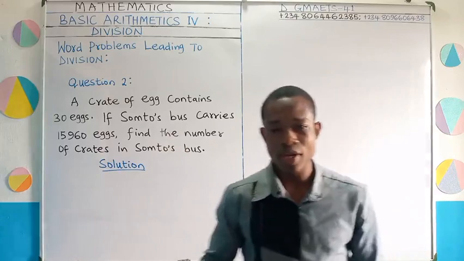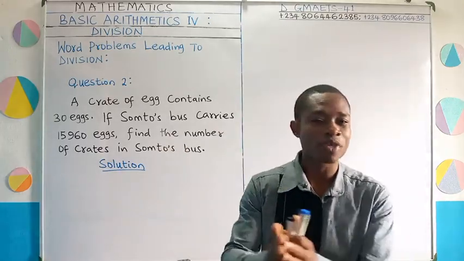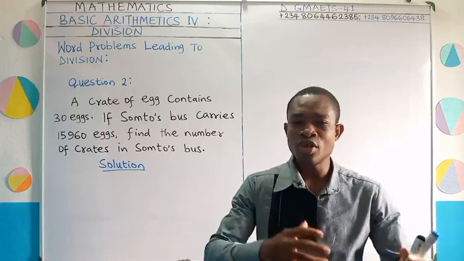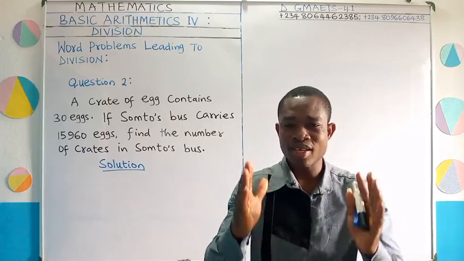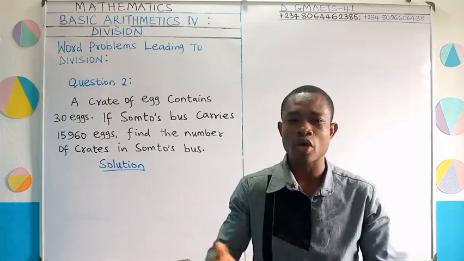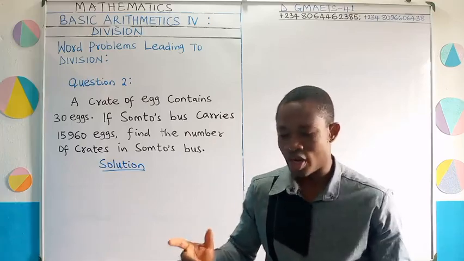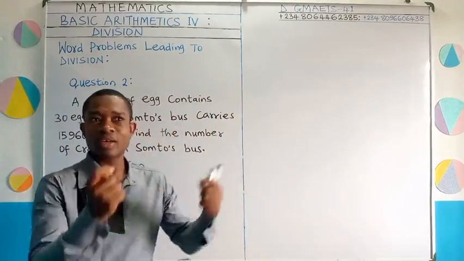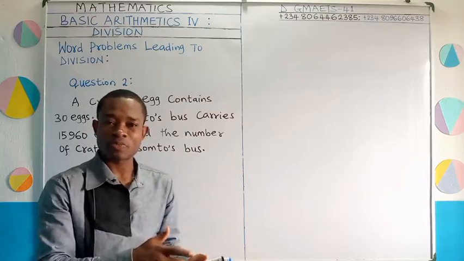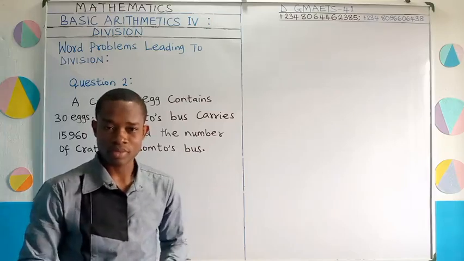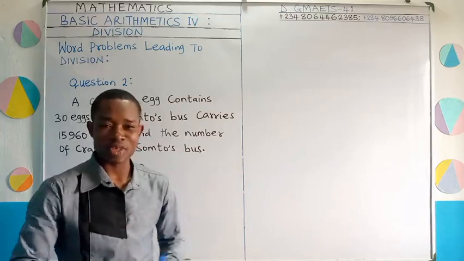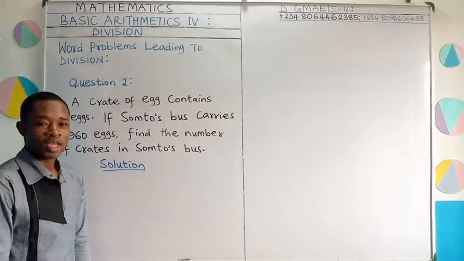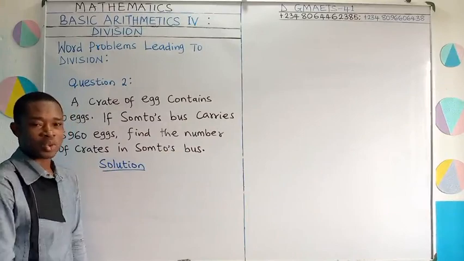That is why I told you that it's very important when dealing with word problems, maybe leading to multiplication or leading to division, getting to know the two information of interest and setting out your arrangements. Because sometimes, depending on your level of understanding, you may mistake a multiplication problem for a division problem, or a division problem for a multiplication problem. But when you set out your arrangement, you would actually know what to do. I will be fast in solving this question, alright?